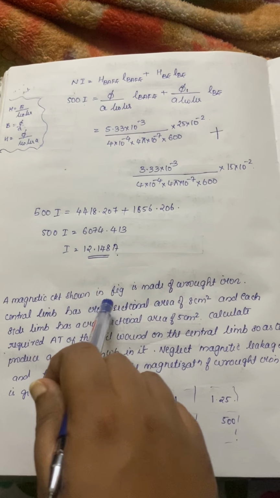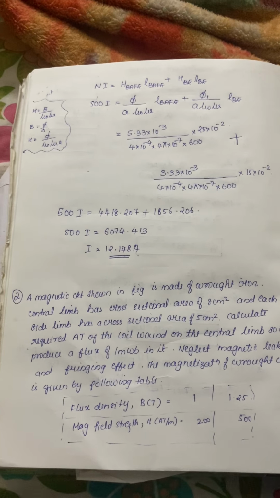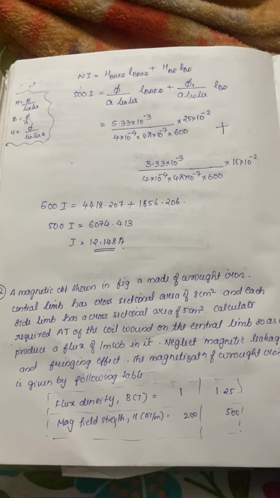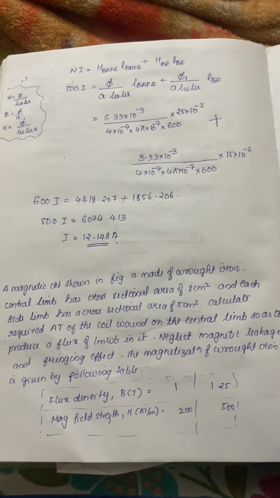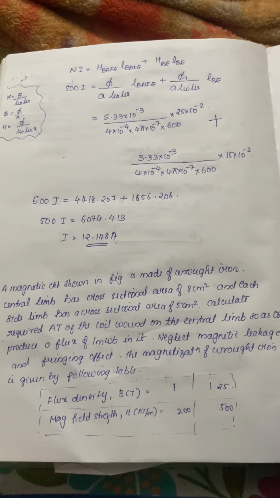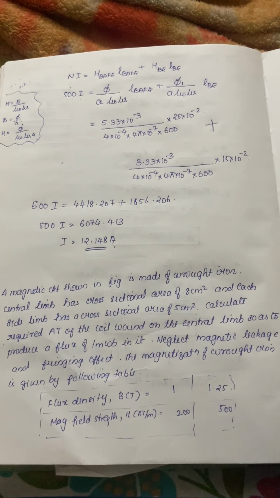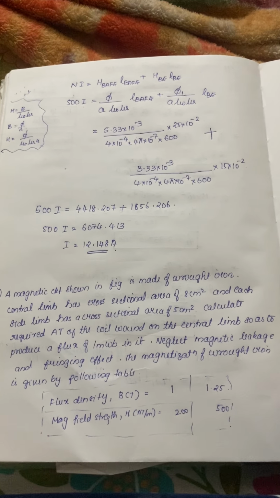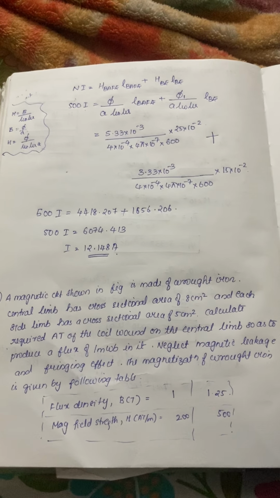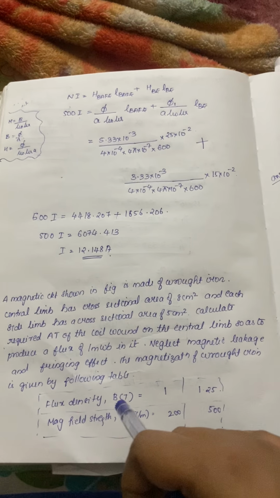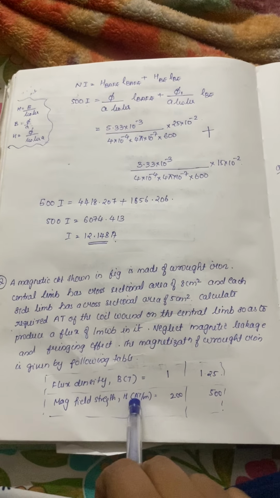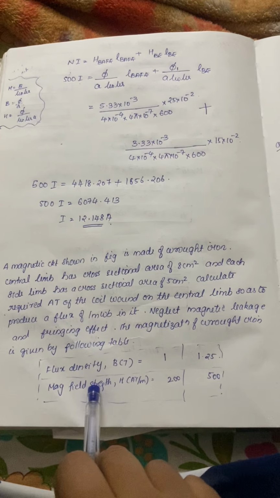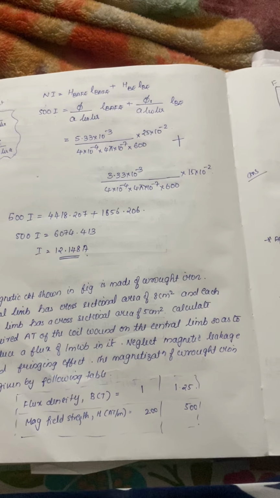A magnetic circuit shown in the figure is made of wrought iron. Central limb has cross-sectional area of 8 cm square and each side limb has a cross-sectional area of 5 cm square. Calculate required ampere turns of the coil wound on the central limb so as to produce a flux of 1 milliweber in it. Neglect the magnetic leakage and fringing effect. The magnetization of wrought iron is given by the following table. So you have the table where you have the value of B and corresponding value of H. Okay. Now this is the question.